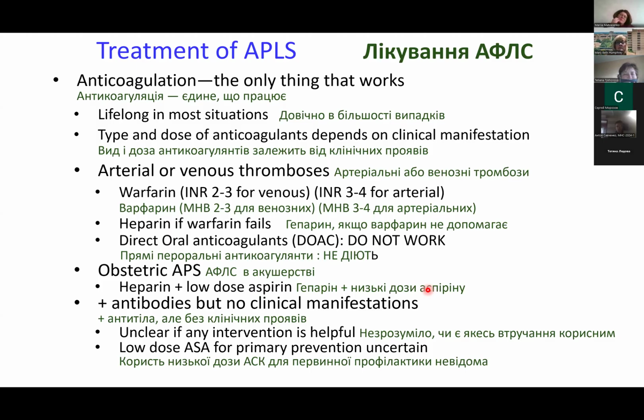If the patient has obstetric antiphospholipid syndrome, so they've had 3 or more early losses, they've had a late pregnancy loss, or they've had eclampsia or preeclampsia, we put them on heparin and a low-dose aspirin, an 81 milligram aspirin. If somebody has just had the antibodies, and they've had the antibodies 2 or more times, but they haven't had any clots or any thromboses, then it's not really clear what to do.